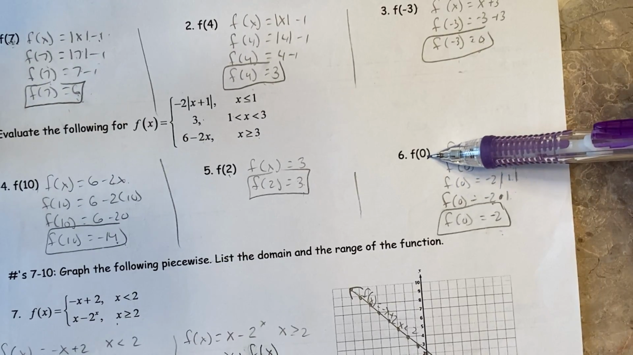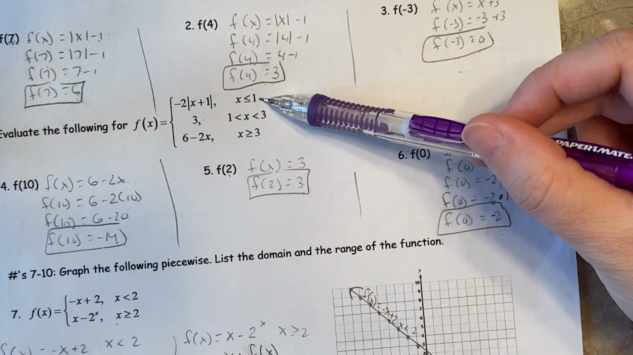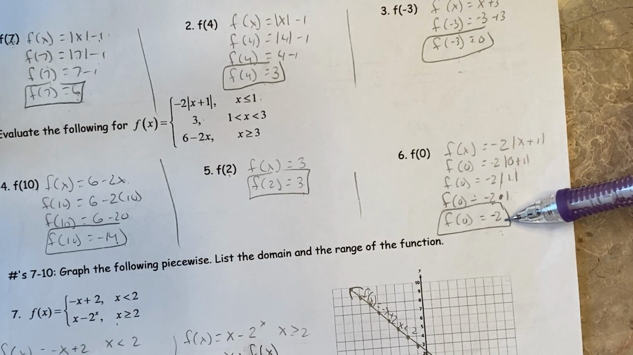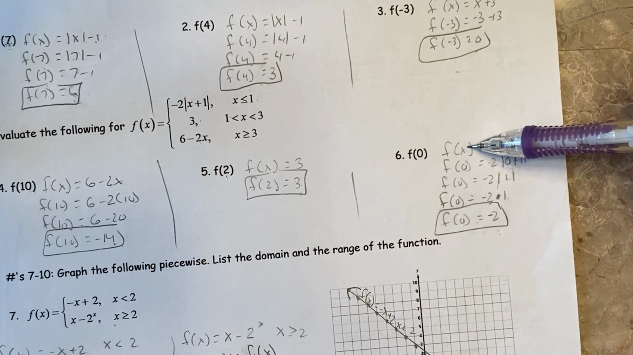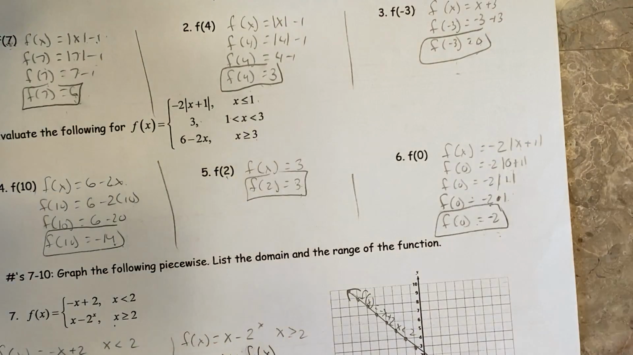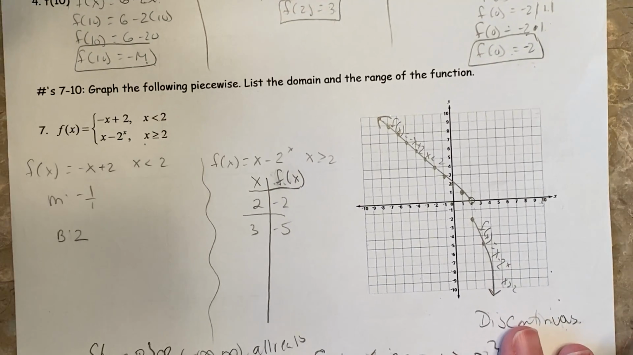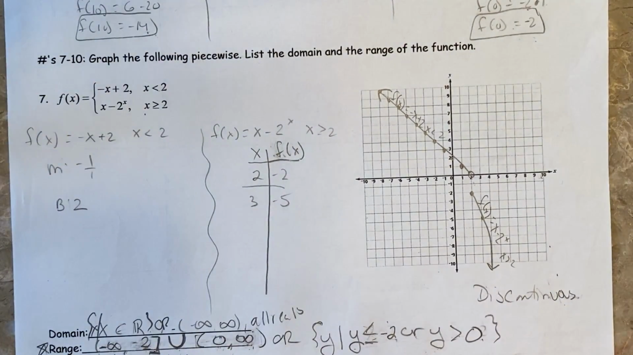And the last one, f of 0, that satisfies the top one. And when you plug it in, you get f of 0 is -2. So again, make sure you put that original one first. That's very important. All right, so then the next couple is graphing and then doing your domain and range.